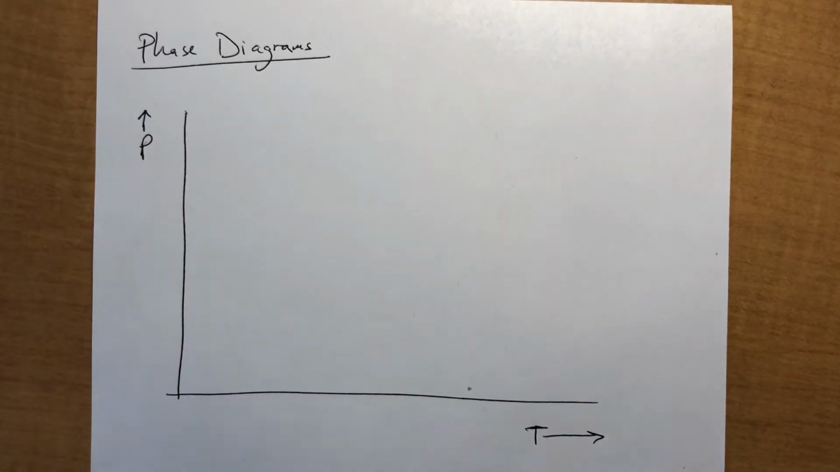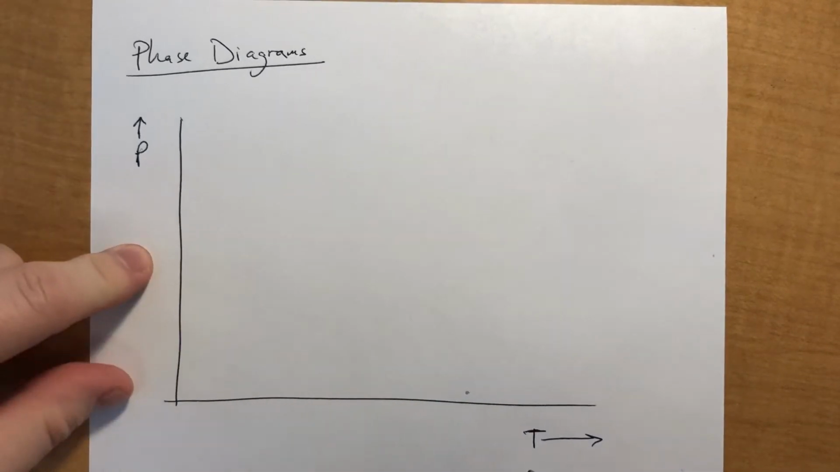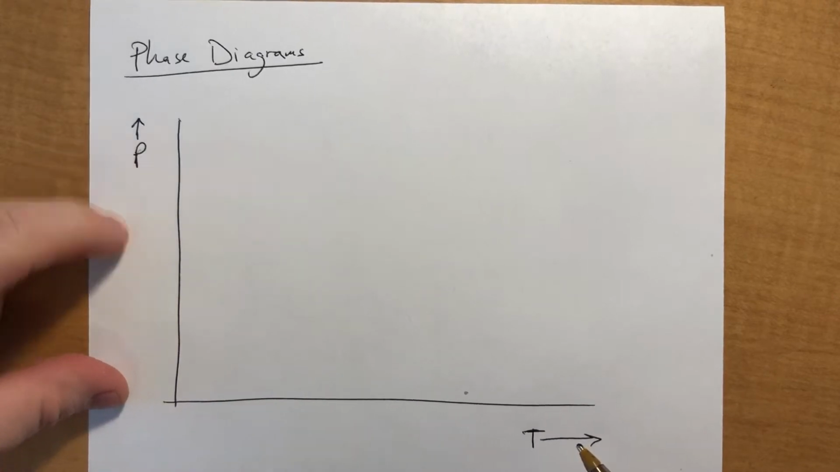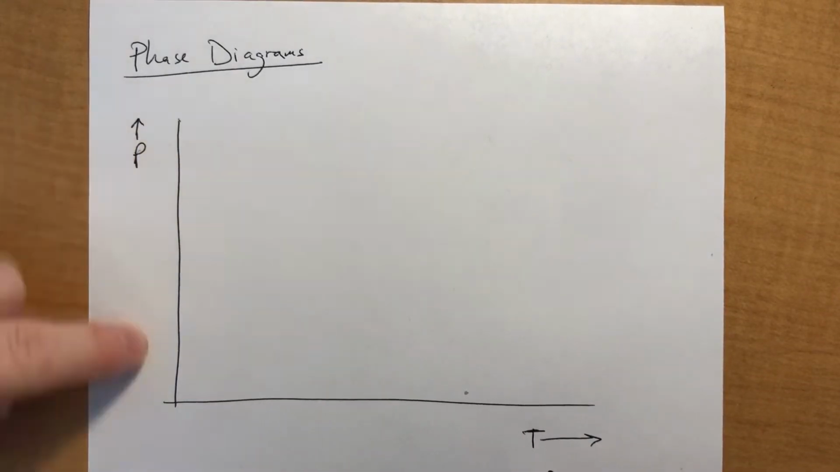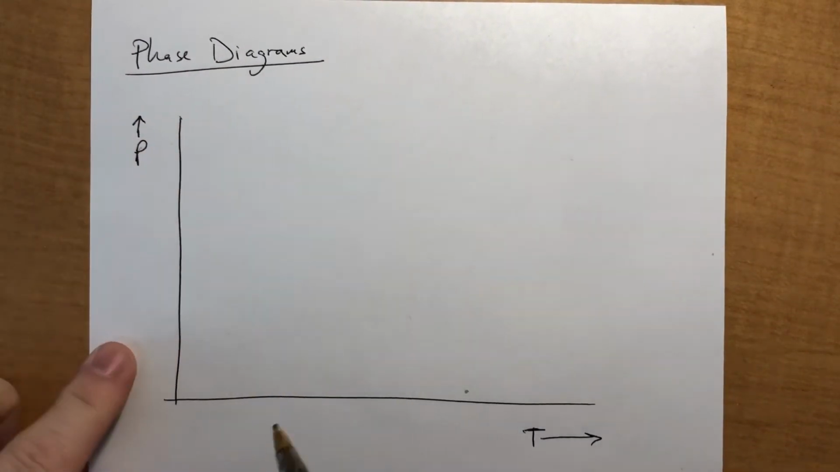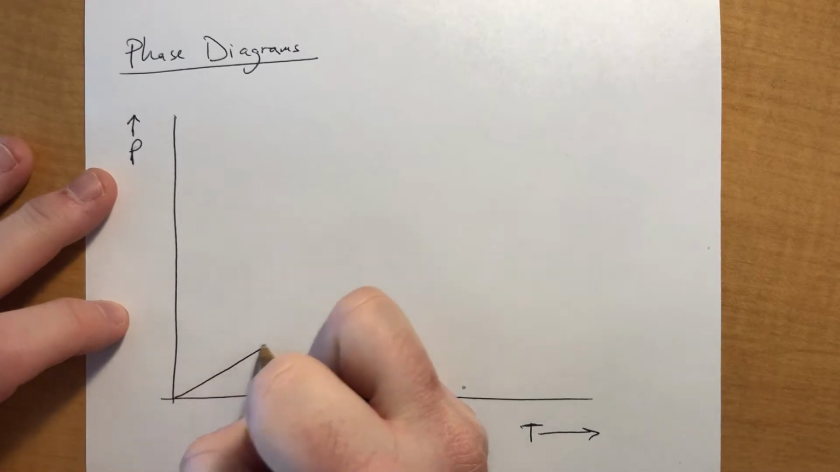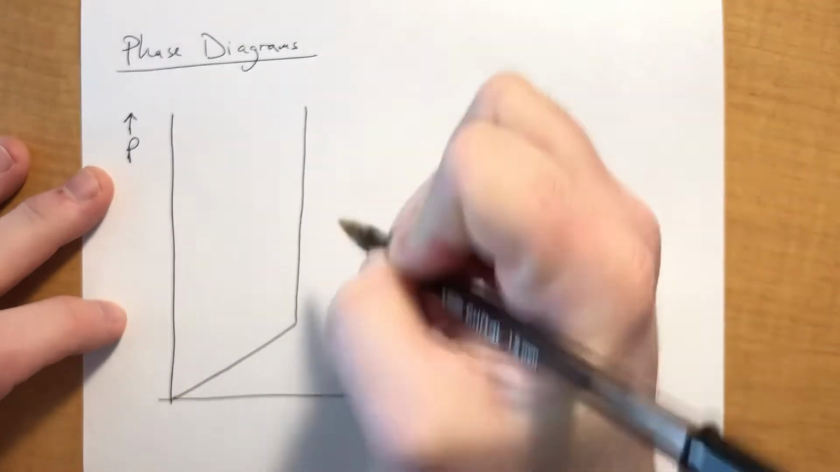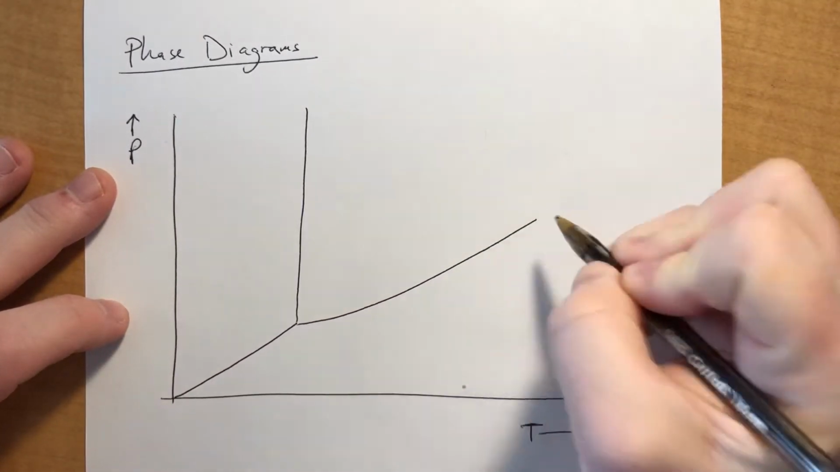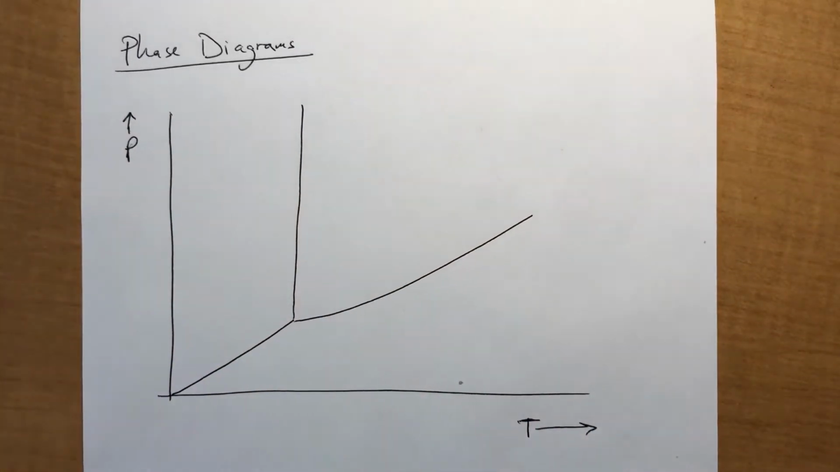So I'm going to draw just kind of a stereotypical, not a specific compound, phase diagram. What these are basically is a graph of pressure versus temperature. So up the y-axis, pressure is increasing, and on the x-axis, temperature is increasing. And usually what we have is a division like this. It usually looks something like this approximately.